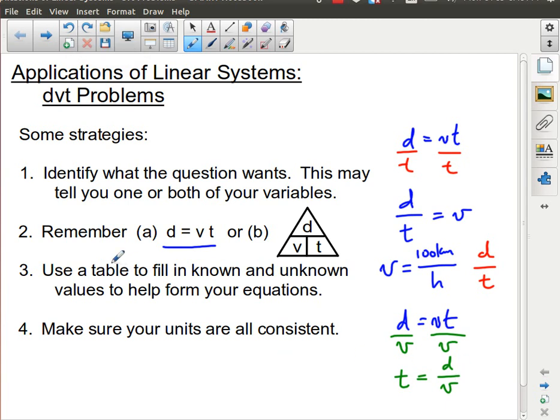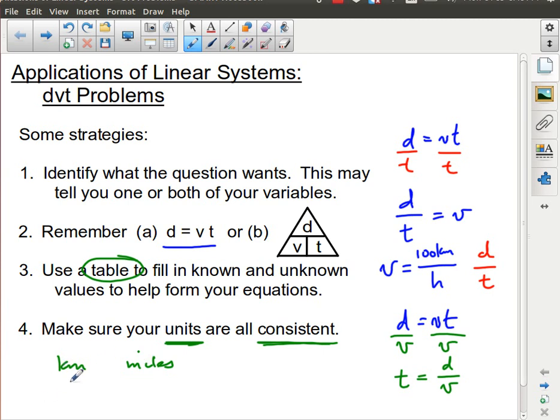I'm going to show you a table, so I'm going to show you a method that you can use. It's very systematic to help you come up with equations and to maybe give you an idea about unknowns. And the other thing you really need to make sure of here, this idea of making sure your units are consistent. And by that, I mean if you have something, for example, in kilometers, and then another measurement is in miles, well, kilometers and miles are not consistent units. You would need to convert between them.